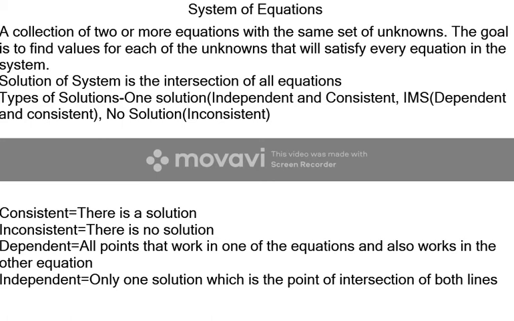And then independent is basically where there's only one solution, which is the point of intersection of both lines. There's one solution where there is one point of intersection in both lines. So that is where one solution is independent and consistent, like I said in the types of solutions. These are a few terminologies that you should know, and if you need any clarification, always feel free to research it on your own.